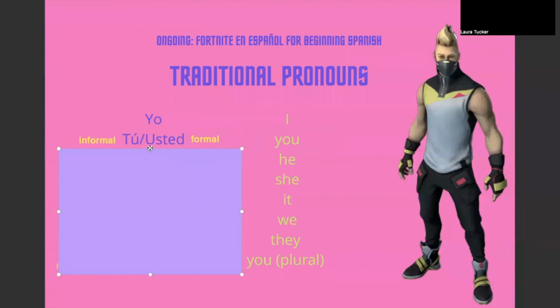Next is he. It is super easy, only two letters. Él. And then she is so similar to he. Ella. And remember when we reviewed the alphabet, we saw that a double L is pronounced like a Y. So it's not Ella, it's ella.